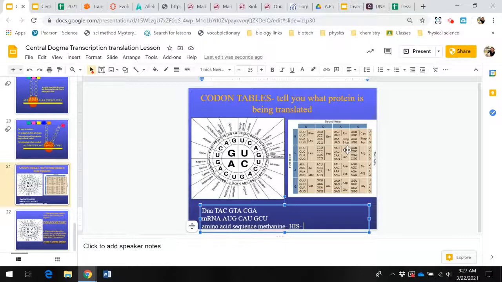And then what's GCU? So you go down to G at the bottom, over to C, and then U. What is that? Alanine. See it? So she went G, right? C, and then U, GCU. See it? For alanine.